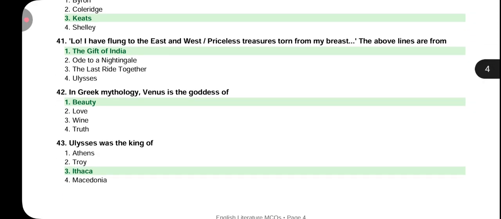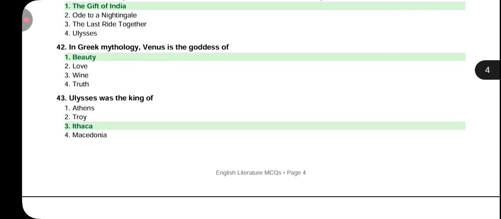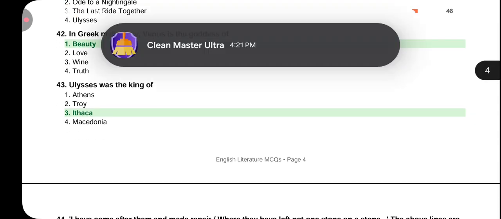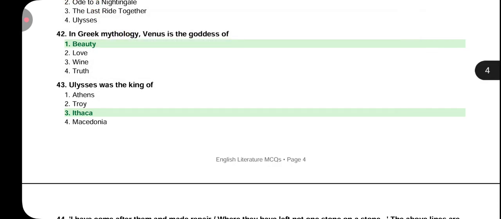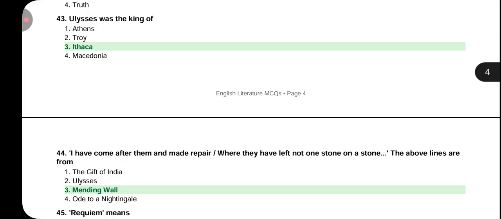41st, "Lo, I have flung to east and west priceless treasures down from my breast." The above lines are from The Gift of India. 42nd question, in Greek mythology, Venus is the goddess of beauty. 43rd, Ulysses was the king of Ithaca.